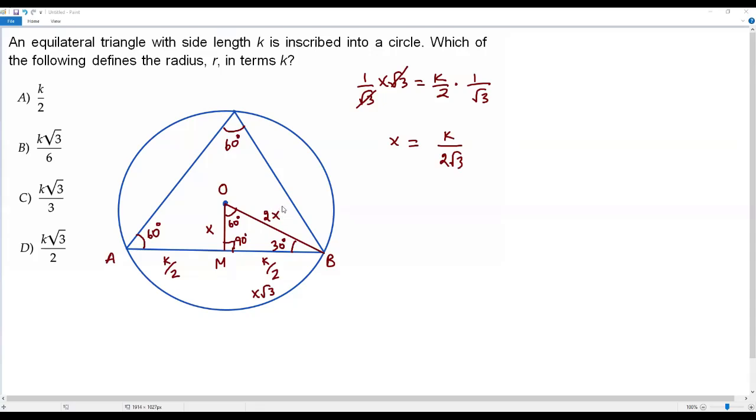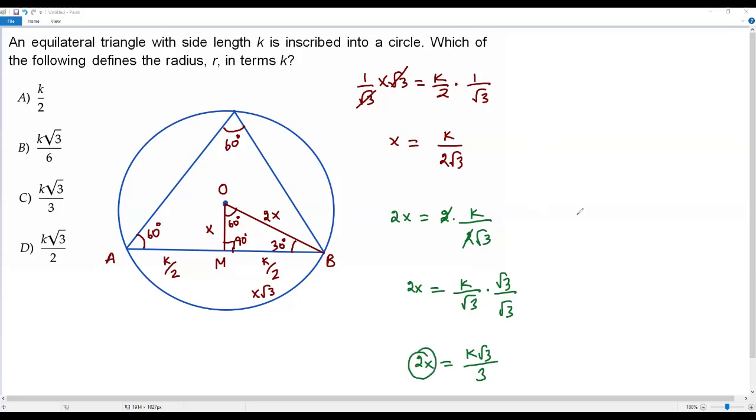Already we got the length of OB, that is 2X. Now in this 2X, let's plug in the value of X, that is K over 2 times square root of 3. So then we get 2 times K over 2 times square root of 3. So this 2 will cancel out. I'm getting 2X equals K over square root of 3. Now we have an irrational number in the denominator. Usually when we have an irrational number in the denominator, we rationalize it. So to rationalize the denominator, I multiply both numerator and denominator by square root of 3. Then I'm getting 2X equals K square root of 3 over, and when I multiply square root of 3 and square root of 3, I'm getting 3. So now I got the value of 2X, which is K times square root of 3 over 3.